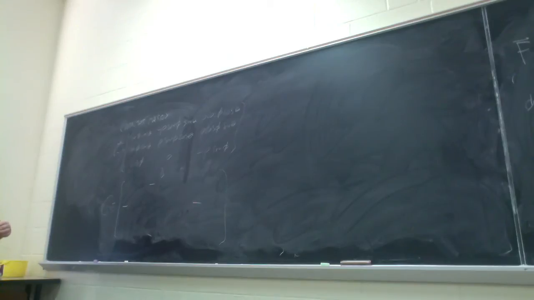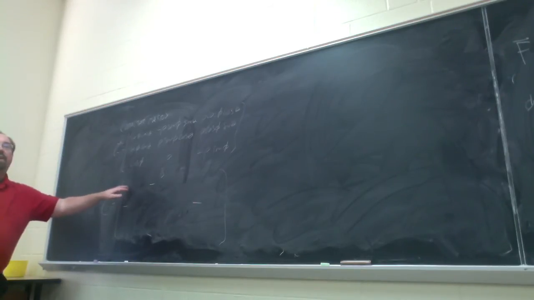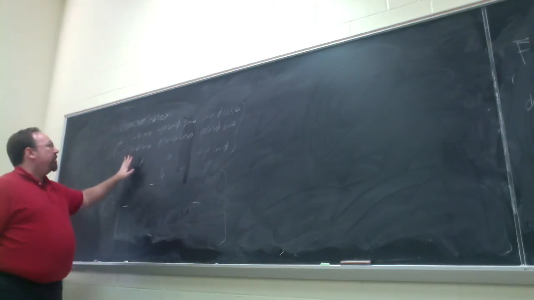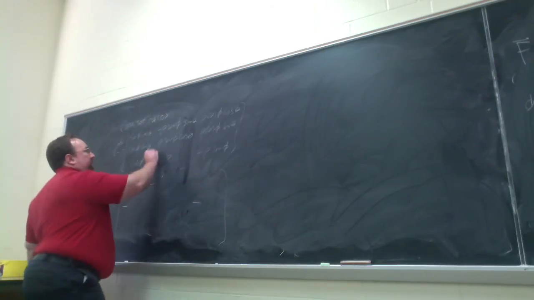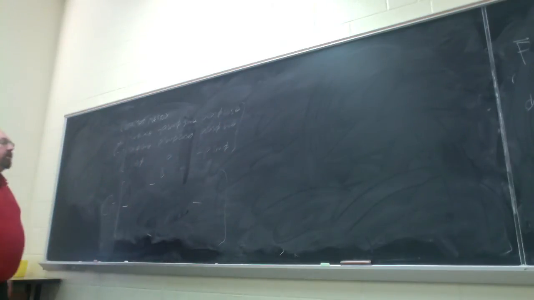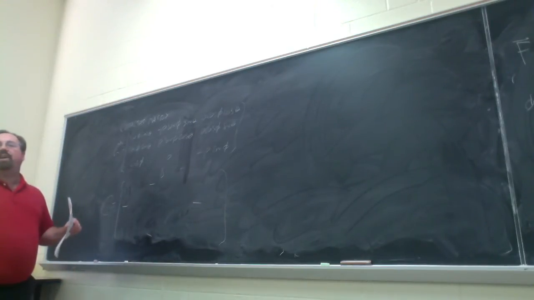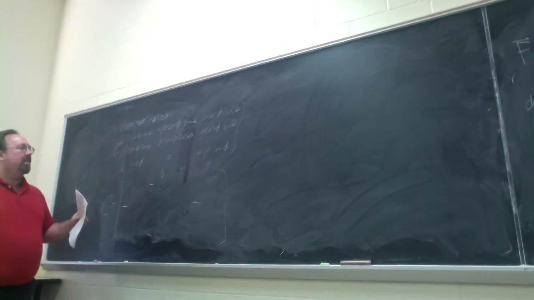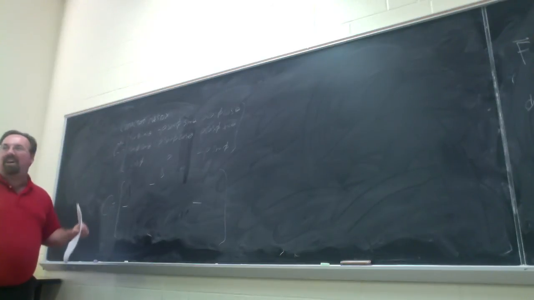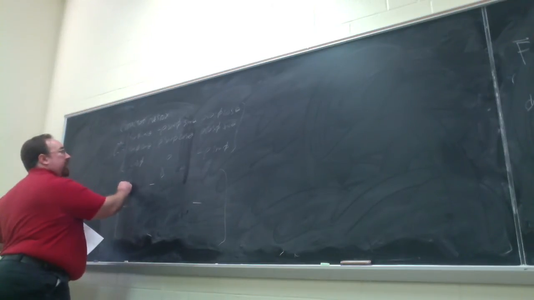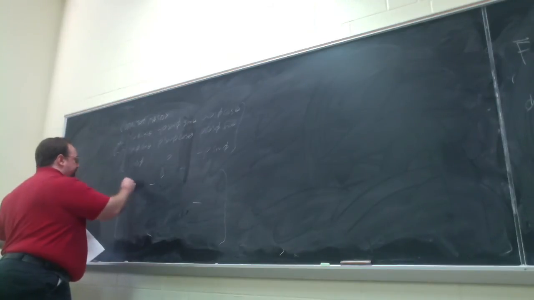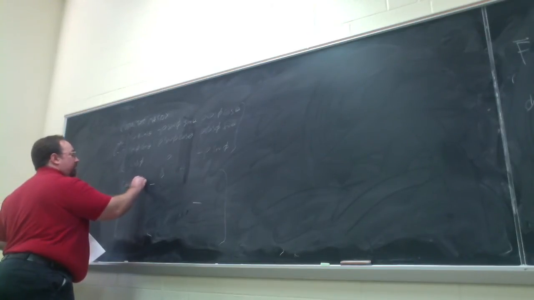Okay, so for this first element, the 1-1 element, you delete the first row and first column. So you focus on only what's down here. So what is that determinant? Negative rho squared sine phi... sine squared phi, sine squared phi, rho squared... So we have minus rho squared sine squared phi, or theta, whatever.